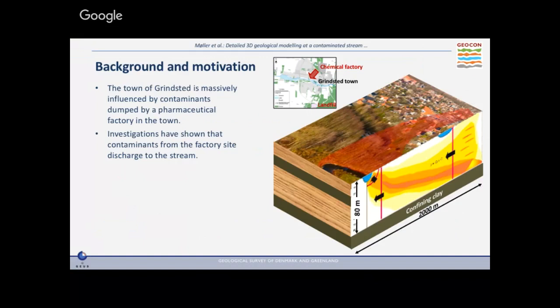Gianluca showed data from Grindsted, and they have in the eastern part of the town a chemical factory. I guess there's still one there, but at some time they didn't think about what you did with your waste and your processed water and so on, they just dumped it at the site. And then it has been flowing down into the ground. Then we have some confining clay layers at about 80 meters depth. So it's flowing down, and because we have a stream here in the town, I also have the map up here.